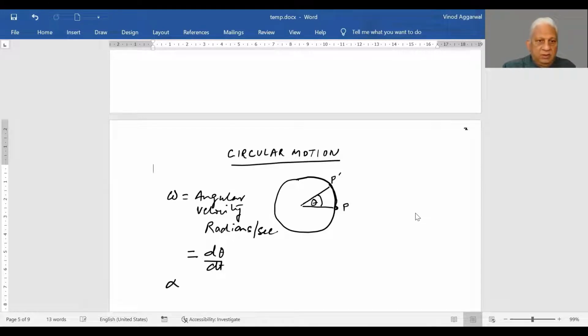Similarly, there is another term called alpha, which is called angular acceleration, which is equal to the rate of change of angular velocity.